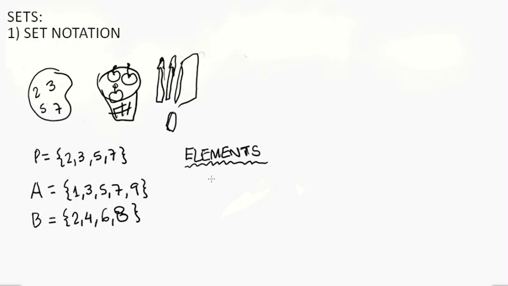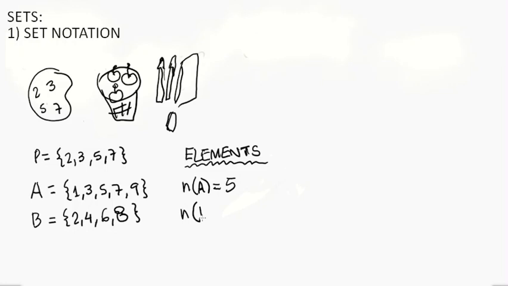Well, I could ask you how many elements are there in a particular set, and we use this notation n, open brackets, and we put the set inside. So here, how many elements do I have in set A? So this is my set A. I've got 1, 3, 5, 7, and 9. So how many elements? 1, 2, 3, 4, 5. So the number of elements in set A is 5.